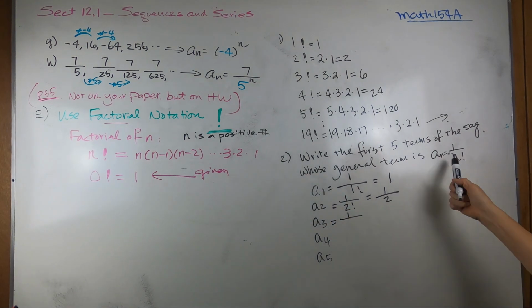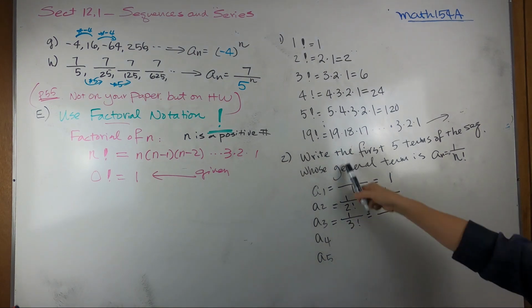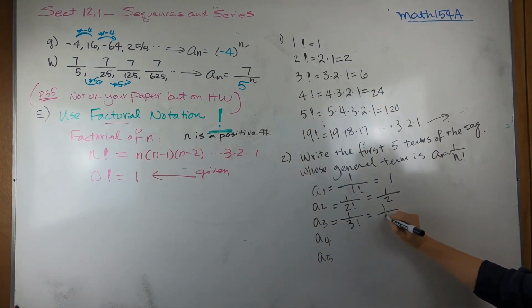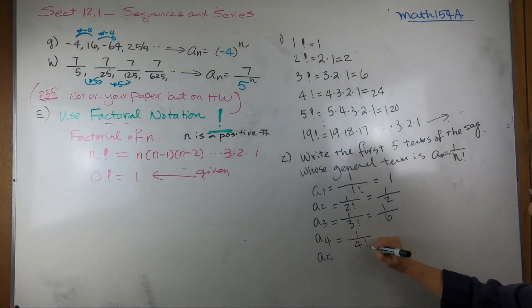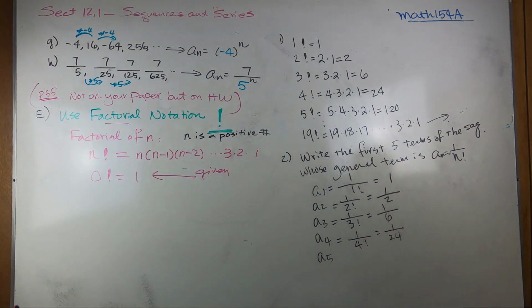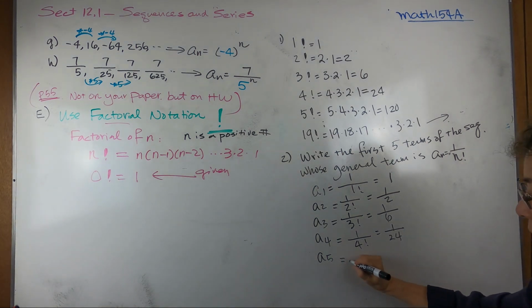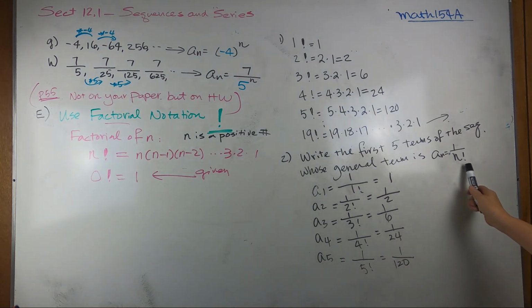a3 means, according to the pattern, we have 1 over 3 factorial. 3 factorial is 6, so that would be 1 over 6, right? a4 would be 1 over 4 factorial. 4 factorial would be 24, okay? So for each term, that would be your value. Then 1 over 5 factorial, and 5 factorial is 120. So that would be the value for the 5th term if the pattern is this way.